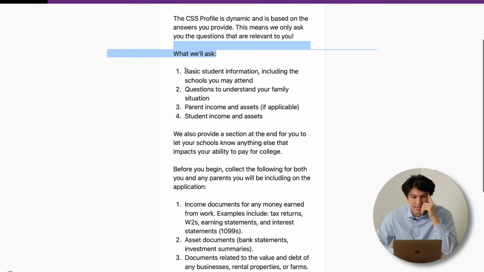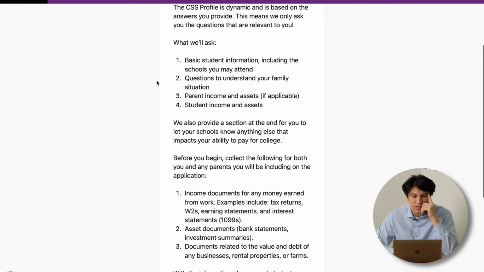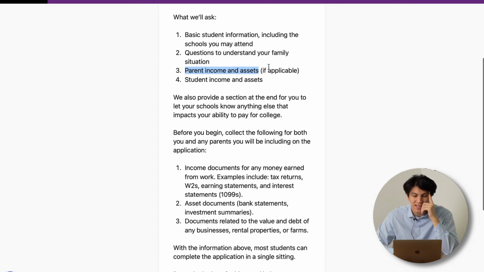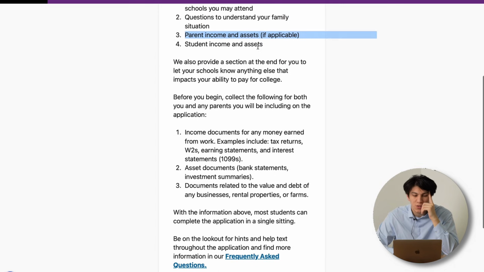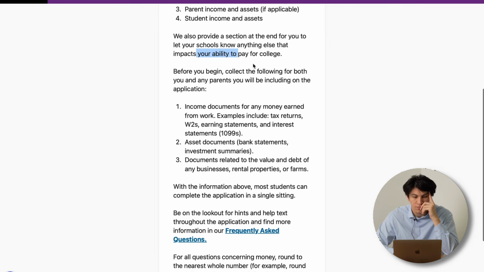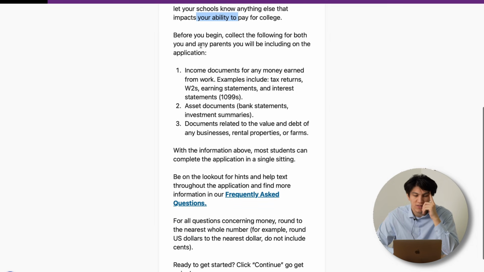What we will be asking: basic student information, including schools you may attend, questions to understand your family situation, parent income and assets if applicable, student income and assets. We also provide a section at the end for you to let your schools know anything else that impacts your ability to pay for the college. Before you begin, collect the following for both of you, any parent on the application.